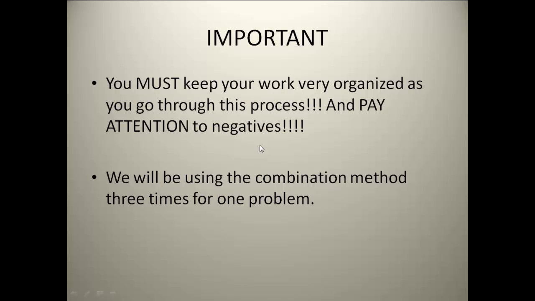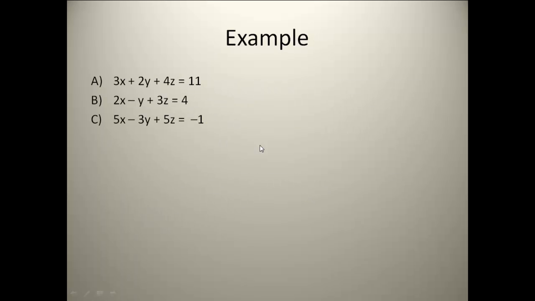In order to solve a system in three variables, we're going to end up using the combination method 3 different times for one problem. We're just going to start in with an example. So now, in order to solve a system that has 3 variables, I have to have 3 different equations. If I were to have 4 variables, I'd have to have 4 different equations. And just for easy reference, I've named each equation A, B, and C. That way I can talk about them easier.